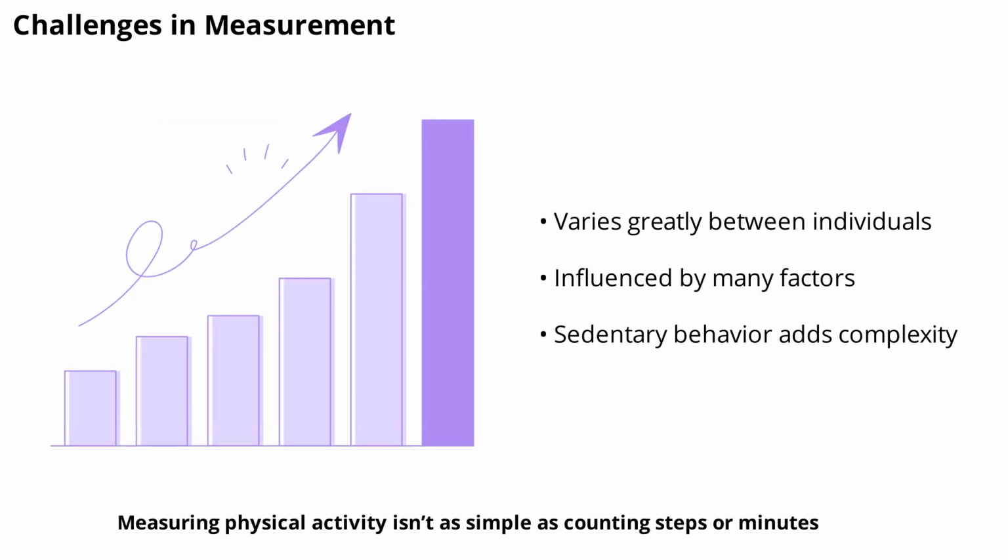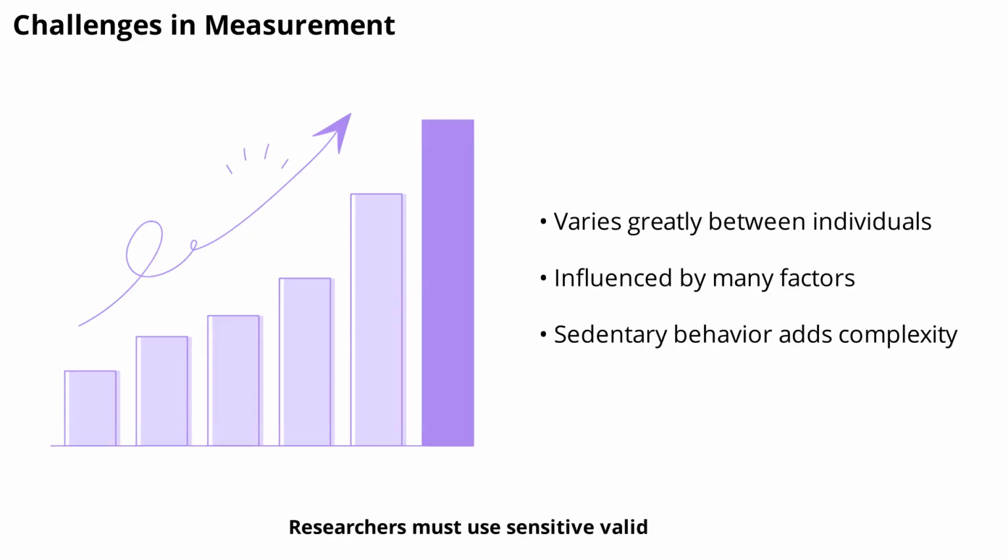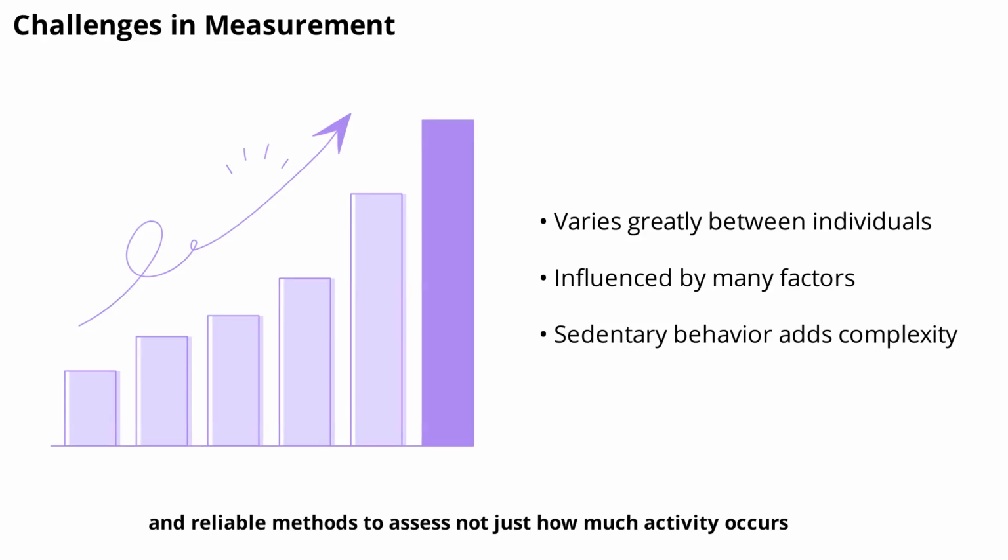Measuring physical activity isn't as simple as counting steps or minutes. Physical activity varies greatly between individuals and is influenced by many factors, including type, intensity, frequency, duration, and context. This complexity makes it inherently difficult to capture all aspects of activity accurately. Additionally, sedentary behavior, like sitting or screen time, adds another layer of complexity. Researchers must use sensitive, valid, and reliable methods to assess not just how much activity occurs, but also its patterns and variations over time. Let's look at the key terms and definitions that form the foundation of physical activity assessment.